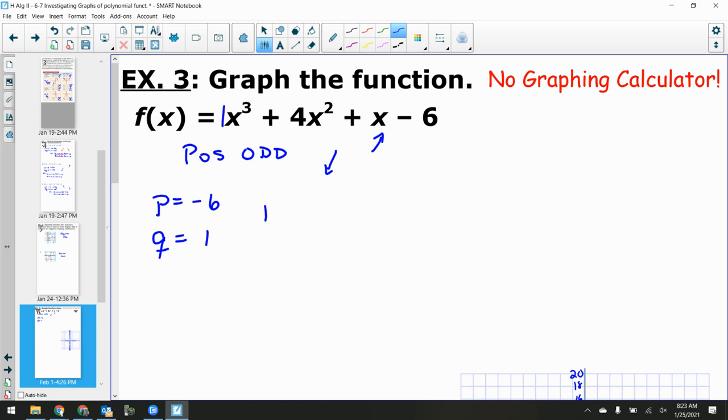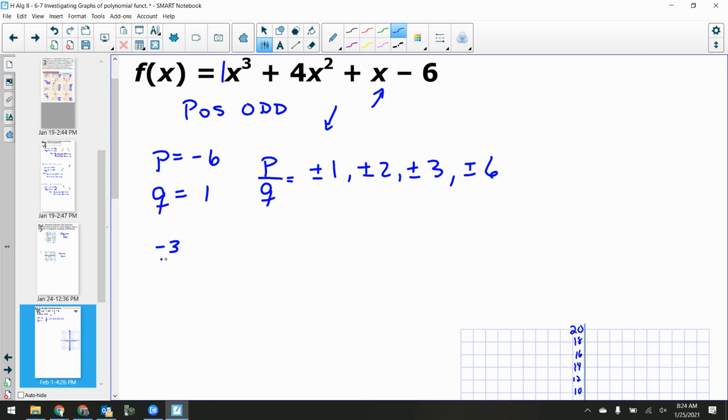And then I say, okay, well, my p over q values are then plus or minus 1, plus or minus 2, plus or minus 3, plus or minus 6, right? Because I basically just want to take the factors of -6, which are 1, 2, 3, and 6, make them both positive and negative, and then divide them by 1, the factors of q. But in essence, that's the same thing. So now we have to be very lucky guessers. What do you want to choose? We got 8 options. -3. Let's try -3. I don't know if that's going to work, but let's try it.